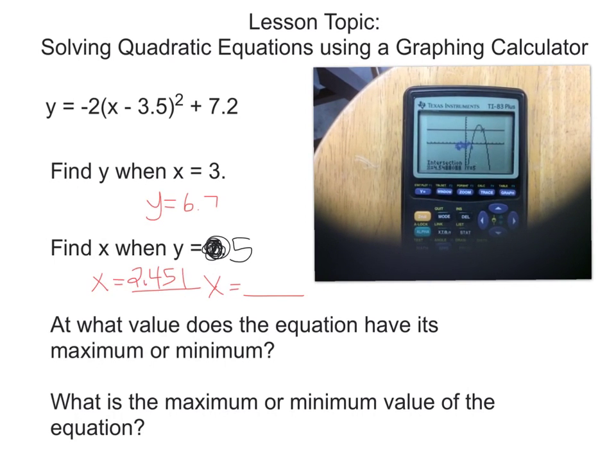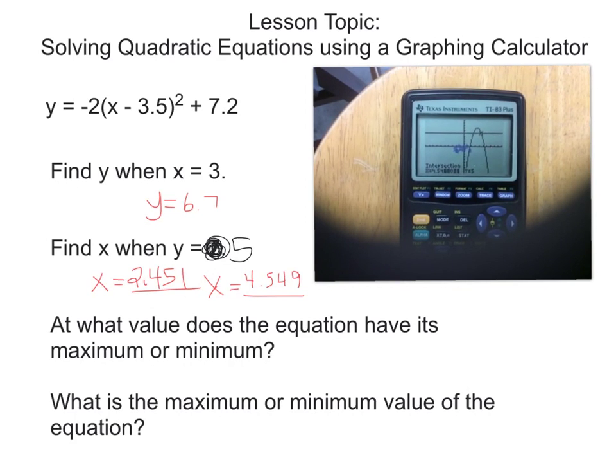So we are going to write 4.549. So there are two values for x when y is 5, and if you're missing one of those, then you don't have the full answer, the full solution, and that would be a problem. So when y is 5, there are two different x values that would be on the parabola.